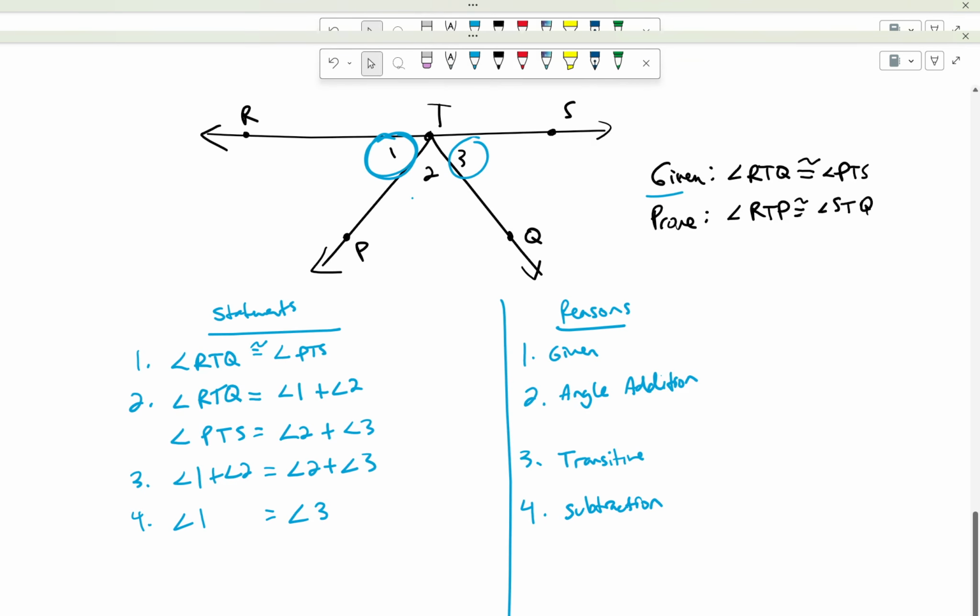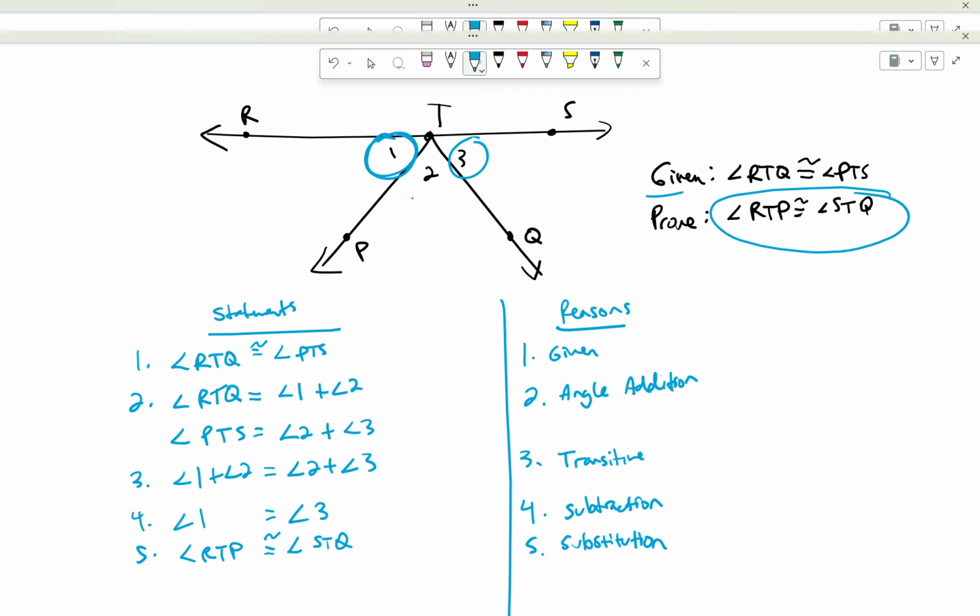And then, last but not least, number 5. Do you know what we can say? We know that angle 1 is the same thing as angle RTP, and that is congruent to angle 3, which is angle STQ. This is substitution. We just gave it a different name. 3 and STQ are the same exact thing, so we just swap them out.